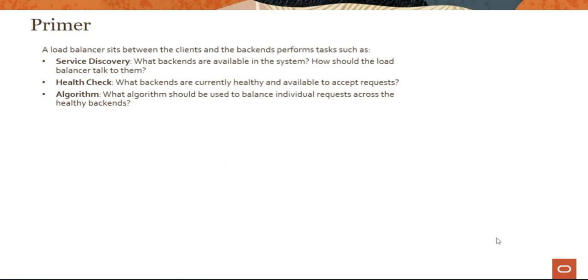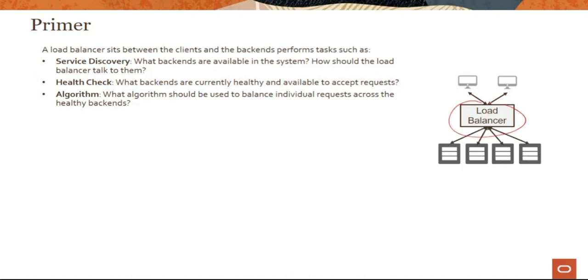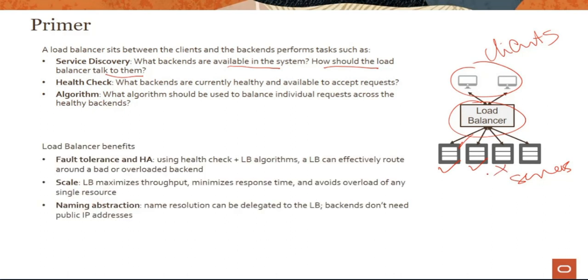As shown on the slide, a load balancer sits between the clients and the backend and performs tasks such as service discovery, health checks, and decides what kind of algorithms is used to balance requests across the healthy backends. So in this graphic, there's a load balancer sitting between the clients and the backend servers. The first thing a load balancer does is service discovery. It figures out what backends are available in the system and how the load balancer should talk to them. It does a health check, making sure that these servers are running. If a particular server is not running, it takes it out of the rotation.